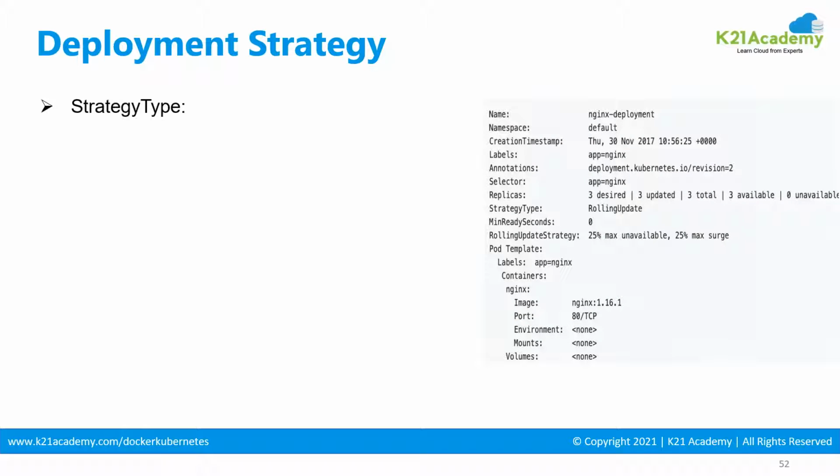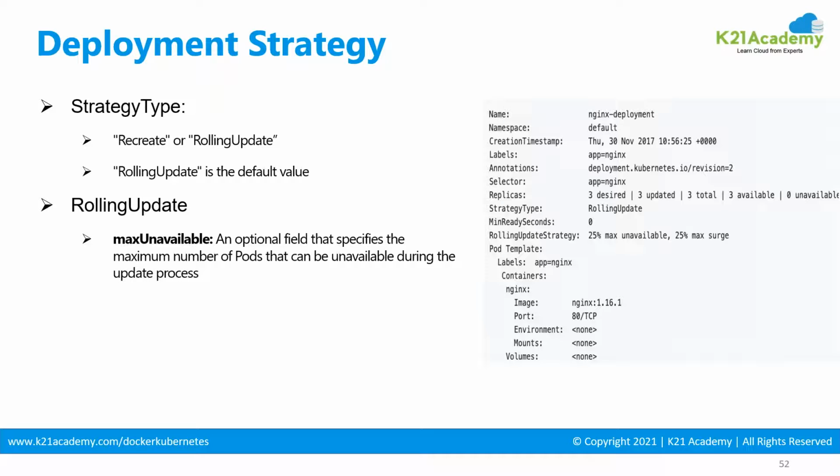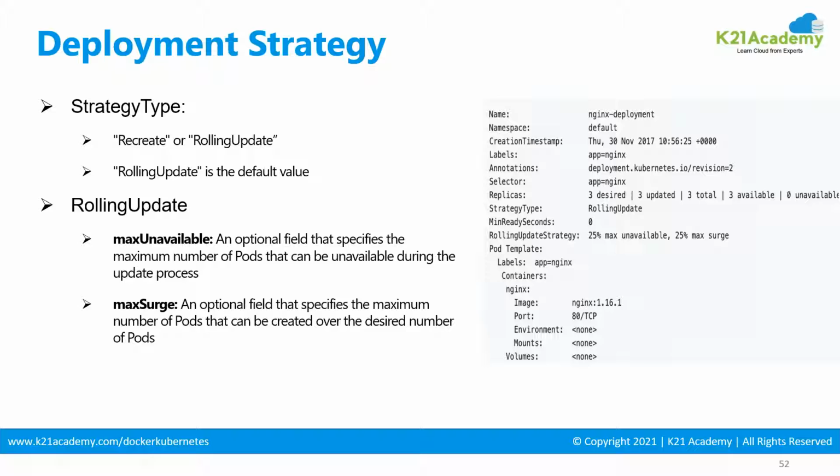Deployment strategy: recreate or rolling update. We are discussing the rolling update right now. Maximum unavailable is an optional field that specifies the maximum number of pods that can be unavailable during the update process. Max surge is an optional field that specifies the maximum number of pods that can be created over the desired number of pods. So if you have 8 pods and you are keeping it at 25%, maximum 10 will be created. And maximum unavailable will be 2 if there are 8 pods. That is your rolling update strategy.